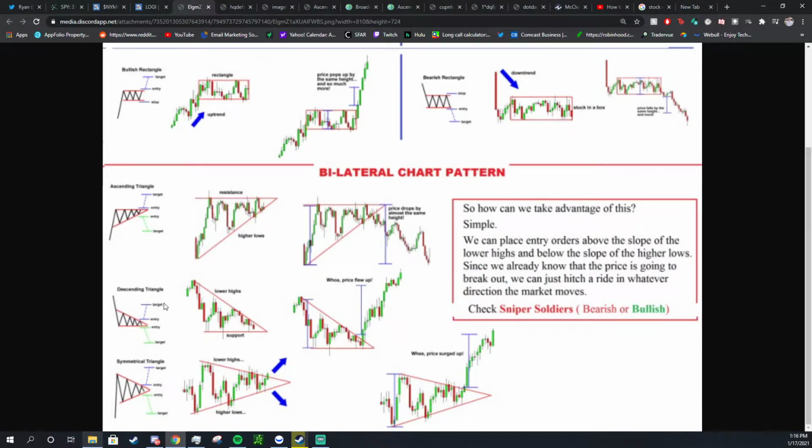We've got the descending triangle, pretty much the exact opposite, but can be both bullish and bearish. And then lastly, the symmetrical triangle. And although this one is bilateral or non-bias, I do find that, especially on stocks that have good fundamentals, like year-over-year revenue growth or sales growth, things like that, these do typically tend to be bullish. And I've got a couple of examples of that too, but we'll get into that in a bit.